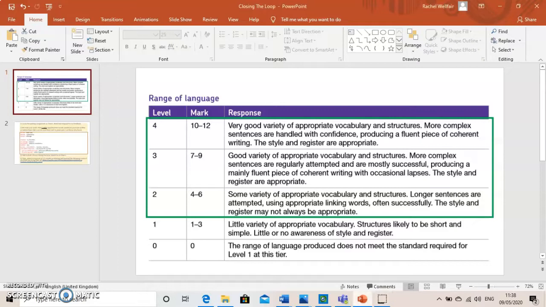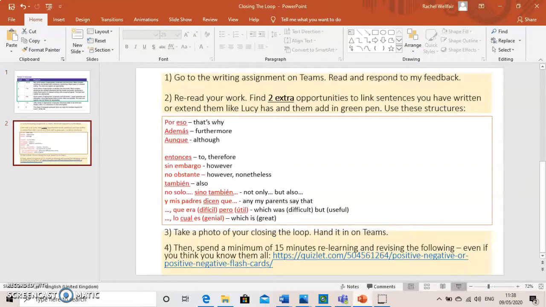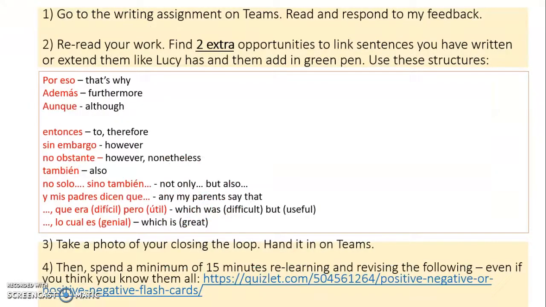So what I would like you to do is this: go to the writing assessment on Teams, read and respond to my feedback. I've given you some general feedback, not to do with what I've just shown you on Lucy, so mostly to do with accuracy. Respond to that in green or another colour, please. Then reread your work and find 2 extra opportunities. So even if you've already done this, I want you to find 2 additional ones to link your sentences that you've written or extend them like Lucy has. And I want you to add them in green pen.